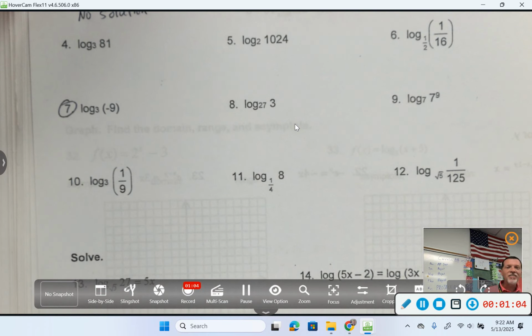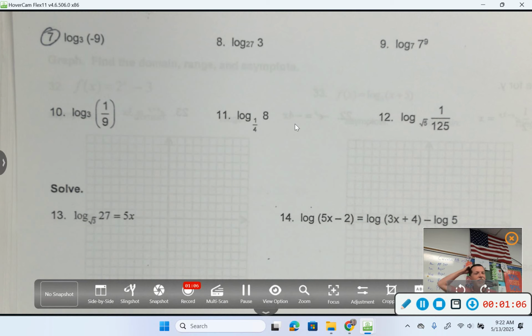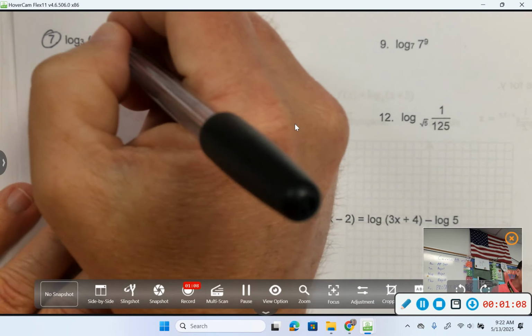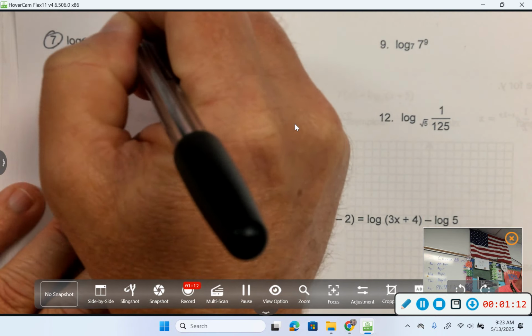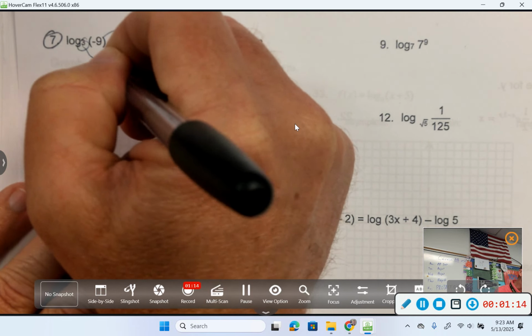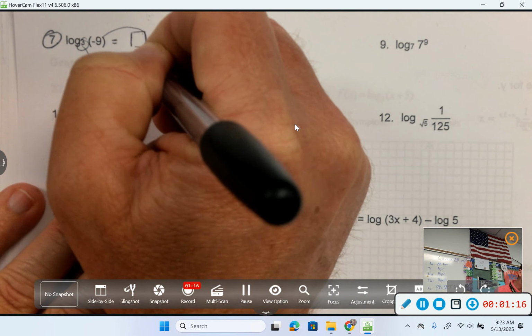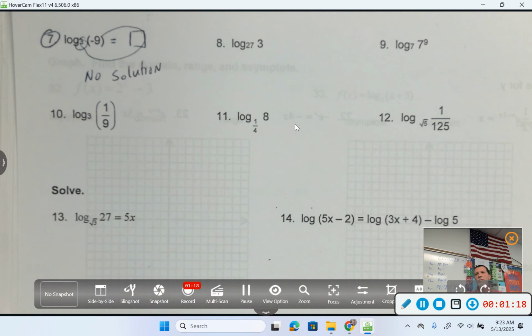Skip to number 7. This is the problem with just jumping around. 3 to some power equals -9. That also doesn't work. There's no way to get to a negative as an answer. Right? A negative exponent would flip it over. A fraction exponent would take a root, but there's no way to make the answer negative, so that won't work.